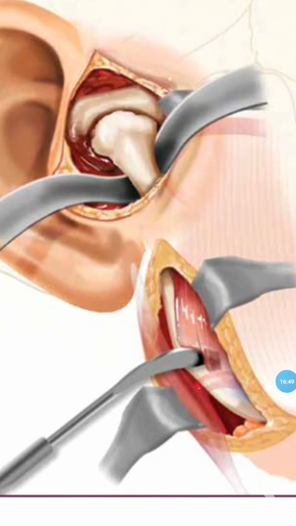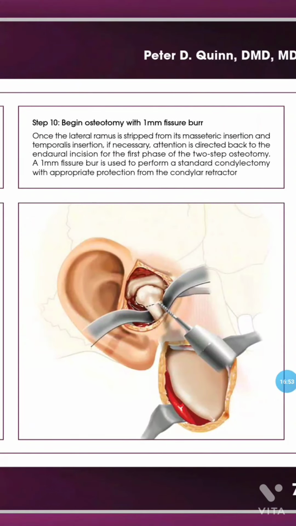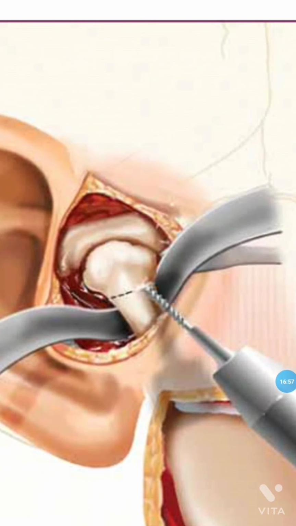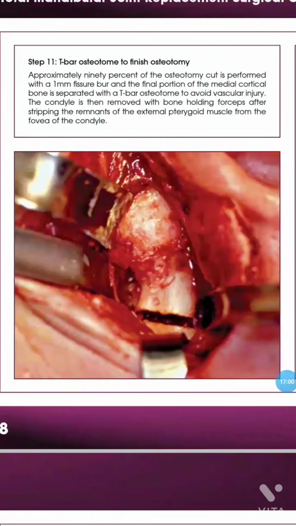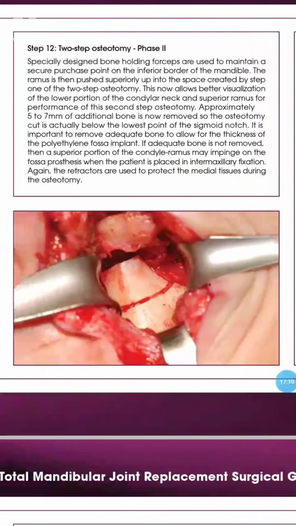He has also mentioned here that tipping the fossa anteriorly at an excessive angle could potentially lead to displacement of the condylar prosthesis during function. It is recommended to place the fossa prosthesis with 2 screws initially to make sure that the mating between the fossa prosthesis and the condylar prosthesis is optimal before placing the recommended 4 screws. Alright.